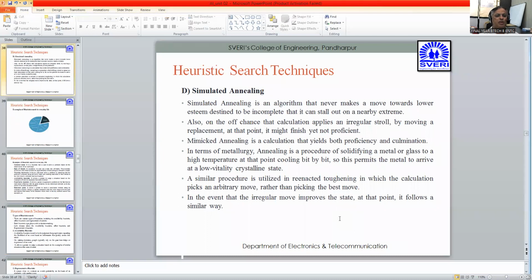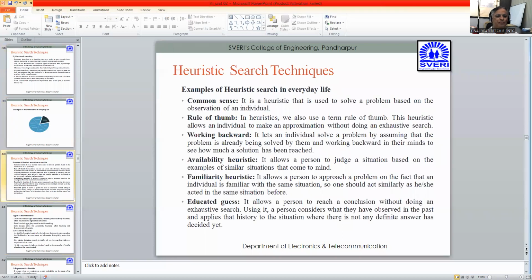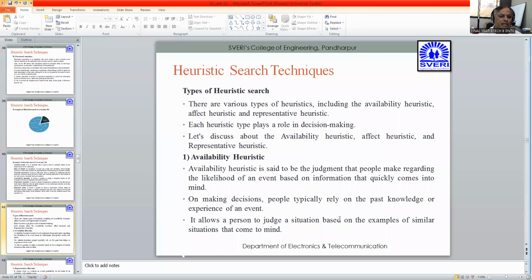Then we also saw simulated annealing, and the examples of heuristic search in everyday life. So we have seen some examples like common sense, rule of thumb, working backward, then availability heuristic, familiarity heuristic, and educated guess. Then we have also seen types of heuristic search, as each of the heuristic types plays a very crucial role in decision making. Although there are various types of heuristic, most of them include availability heuristic, effect heuristic, and representative heuristic. So then we have seen the availability heuristic.